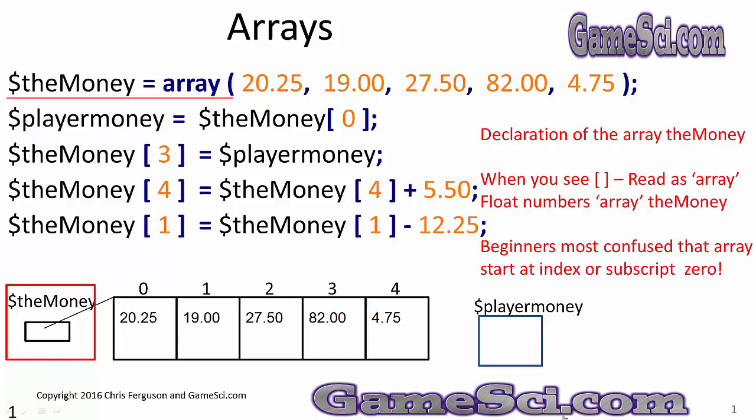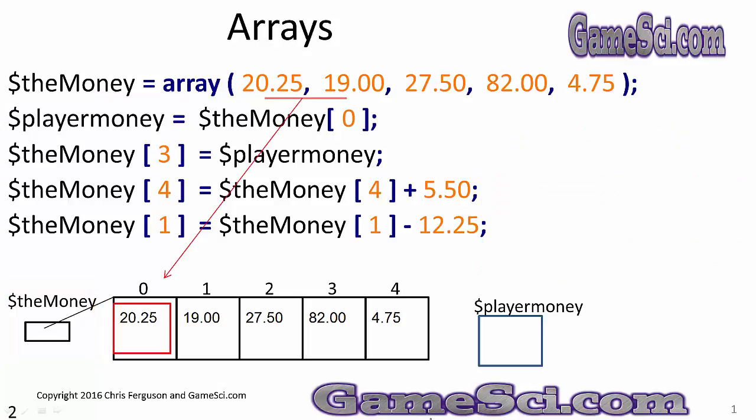Beginners most often confuse the arrays because they start with an index or subscript of 0. The first position of an array is always at position 0. Now I'm going to show you a little picture of how this array is created, and the numbers here indicate the position within the array. Pay attention to position 0. It's very important to understand how it works.